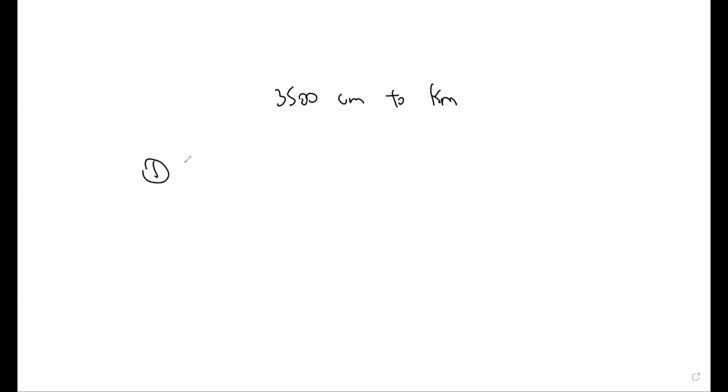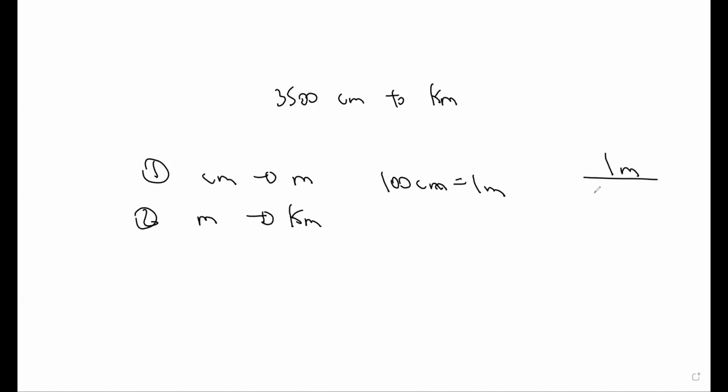Part one would be going from centimeters to meters, hypothetically. The second part would be going from meters to kilometers. So let's set each of these up as a fraction. First one, there is 100 centimeters in 1 meter. In that case, you're converting to meters, hypothetically, so meters will be on top. So 1 meter over 100 centimeters.